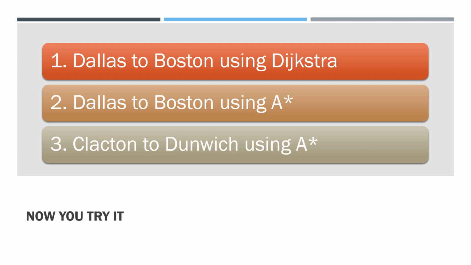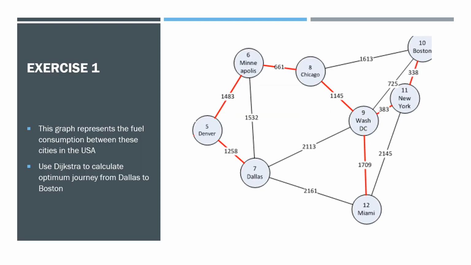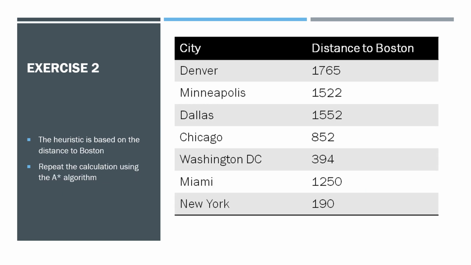Okay, so here are the 3 exercises. Here's a map of different cities in the USA with routes, and you've got to find the quickest route from Dallas to Boston. And you can't use A star for this because I haven't given you any heuristics. So use Dijkstra. And then here are some heuristics. Extend the table to 2 new columns, copy the heuristics in and do the same thing but use these heuristics. You'll get the same answer but much more quickly.